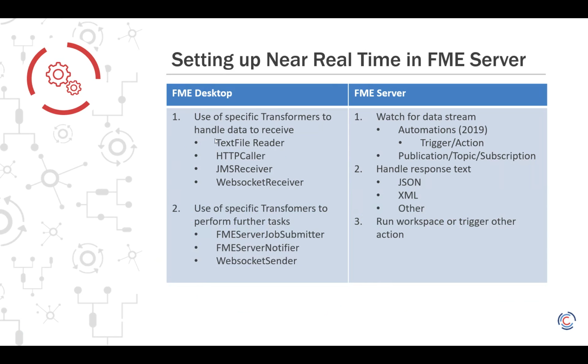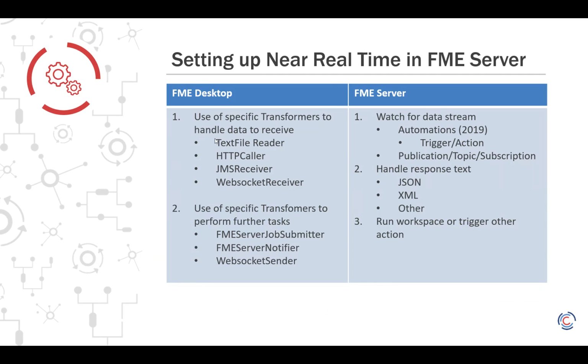Most of the time it will be a JSON string or an XML string that needs to be broken down into pieces that are then used to trigger the workspace on a specific condition or for a specific data set, for example. The HTTP caller is a really good tool to go grab data online or to post, so connecting to APIs as well. And I've put two example receivers, such as the JMS receiver and the WebSocket receiver. They are built to receive a specific type of information that can be used in real-time processing.